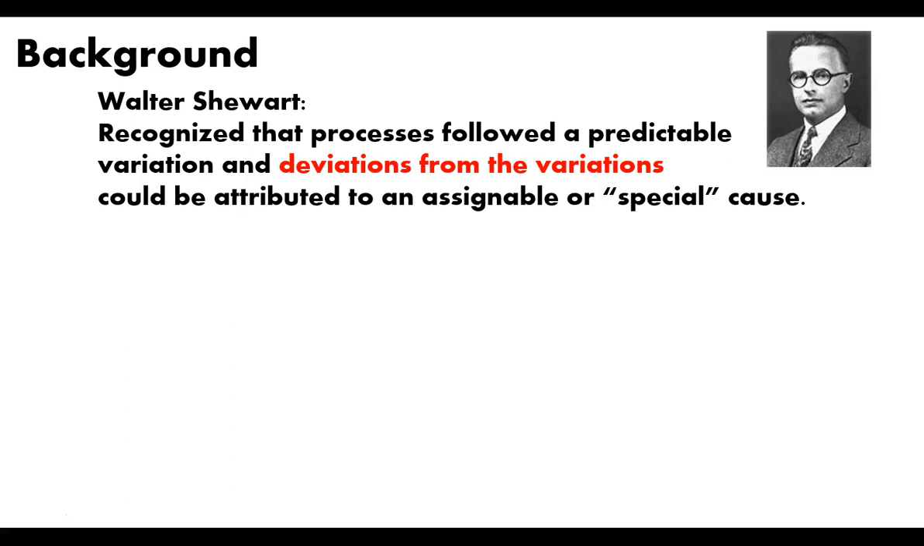So there's going to be an average, and then there's going to be some variation from that average that becomes fairly predictable. And when things fall outside of that normal distribution, there's usually an assignable or special cause to it. There's usually some reason that happens. And we'll go through some examples of that.